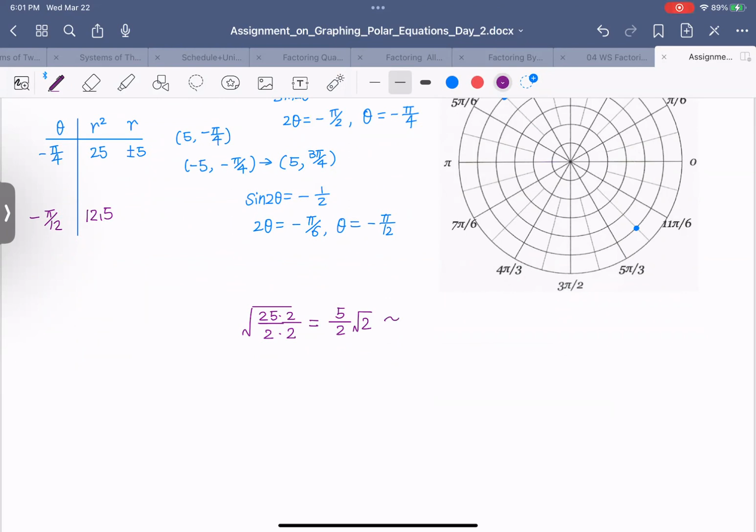And we need 5 over 2, which is 2.5. Square root of 2 is 1.414. This is the number we need to know. So we roughly calculate. How much is this?